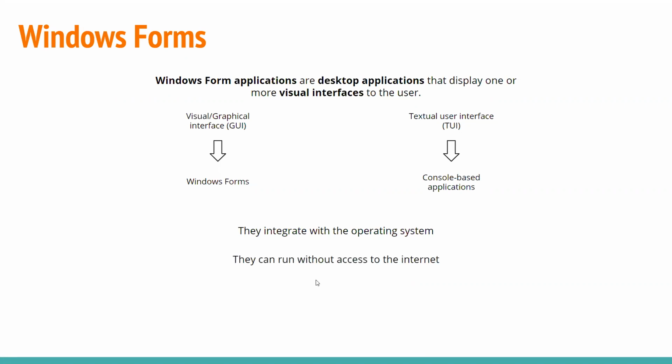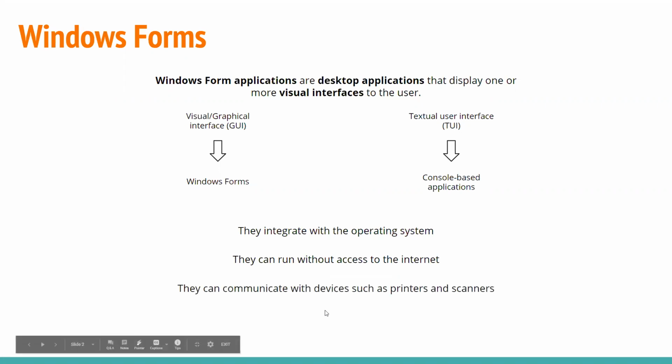They can also run without direct access to the internet. And, you know, sometimes we don't have an internet connection. Sometimes we don't want an internet connection. And so it's useful to have applications that can run without access to the internet. And they can also communicate with devices such as printers and scanners. And that's a big thing.